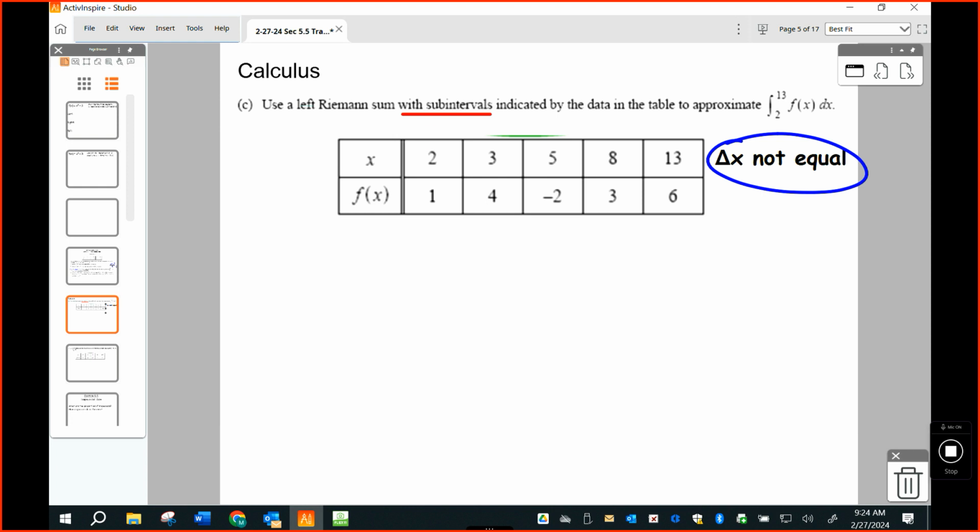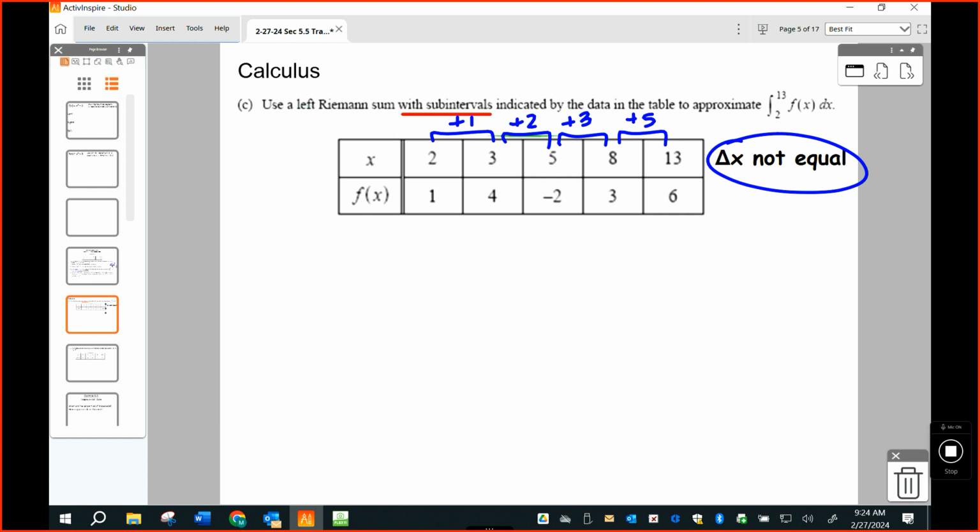To get from 2 to 3, that's plus 1. To get from 3 to 5, that's plus 2. 5 to 8, 3. 8 to 13, that's 5. That's not even quadratic, because the change of the change is not constant. It reminds you of Fibonacci. That's 1, 1, 2, 3, 5.